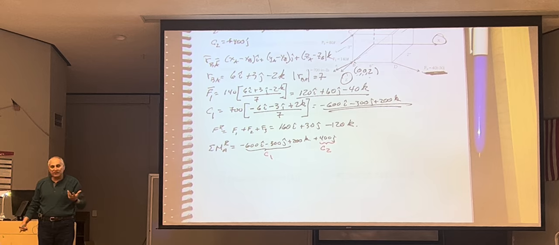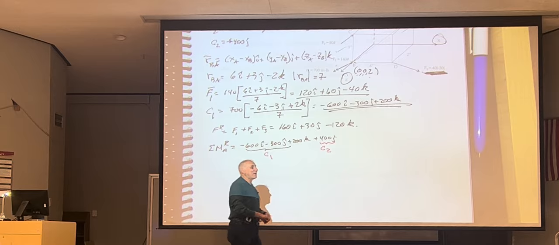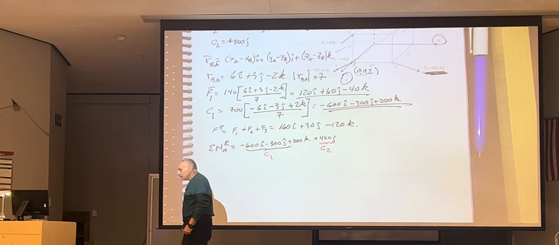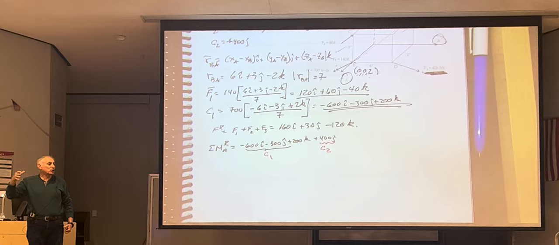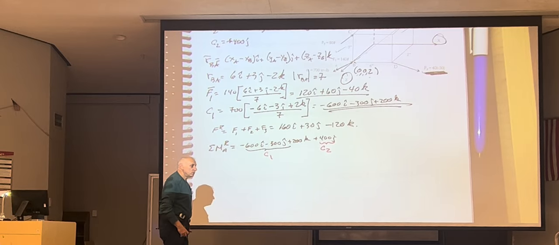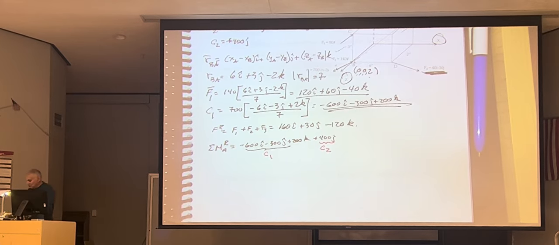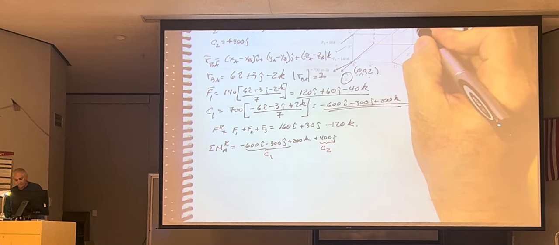I have one voice here, one voice there. Every single one of you should know that F1 creates no moment about A. Please, somebody tell me why it doesn't create a moment at A. Why? Yes, its line of action goes through the moment center. What would D be? 0. No D, no moment. So this guy's creating no moment because its line of action goes through A.